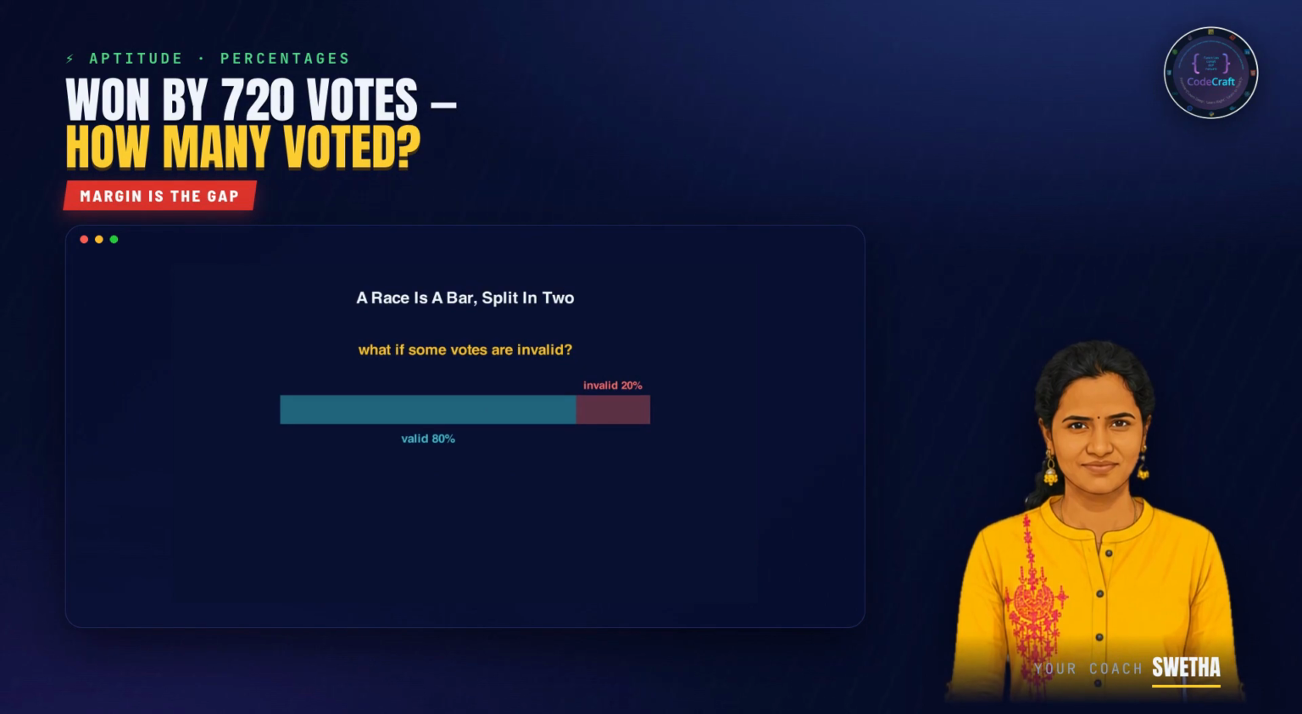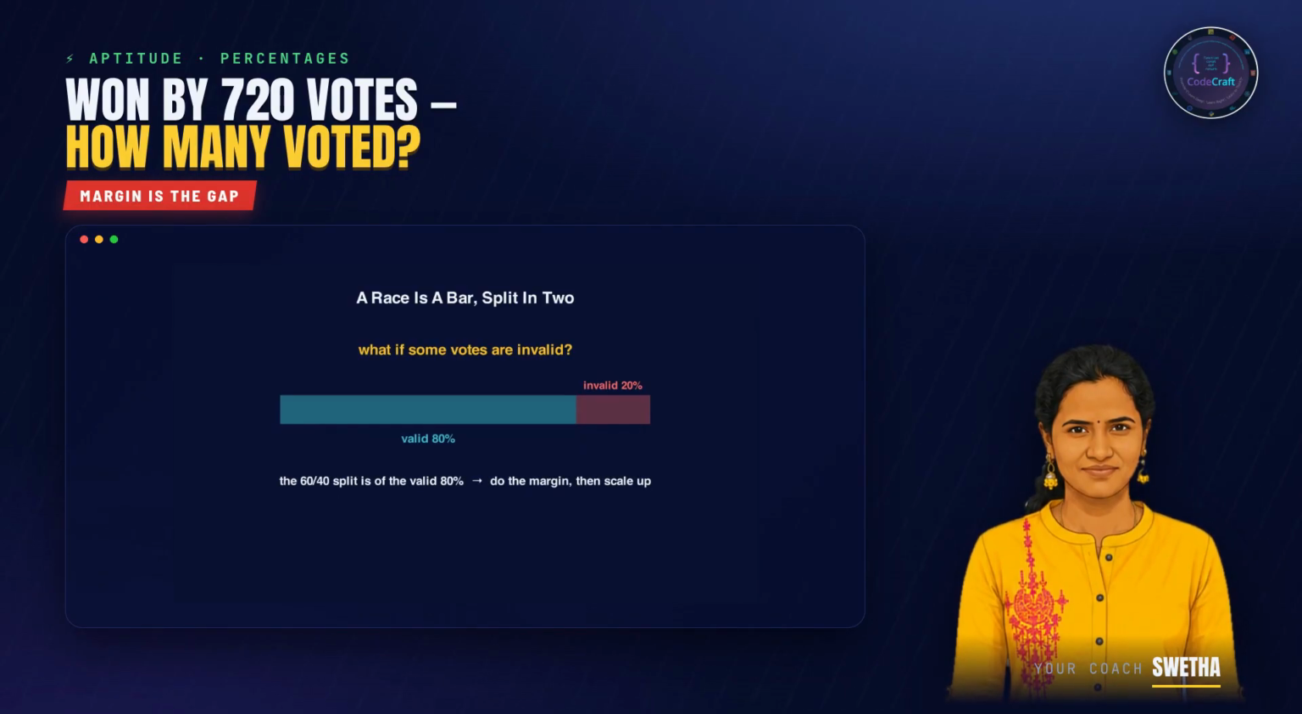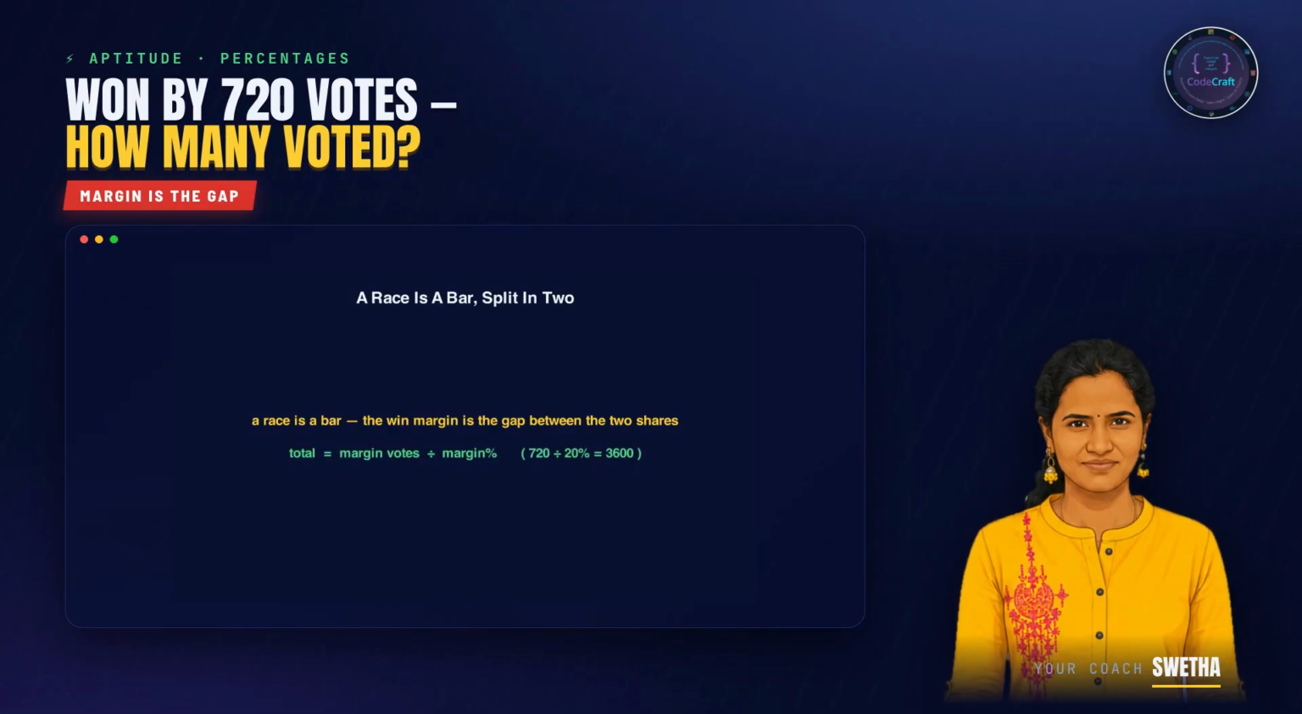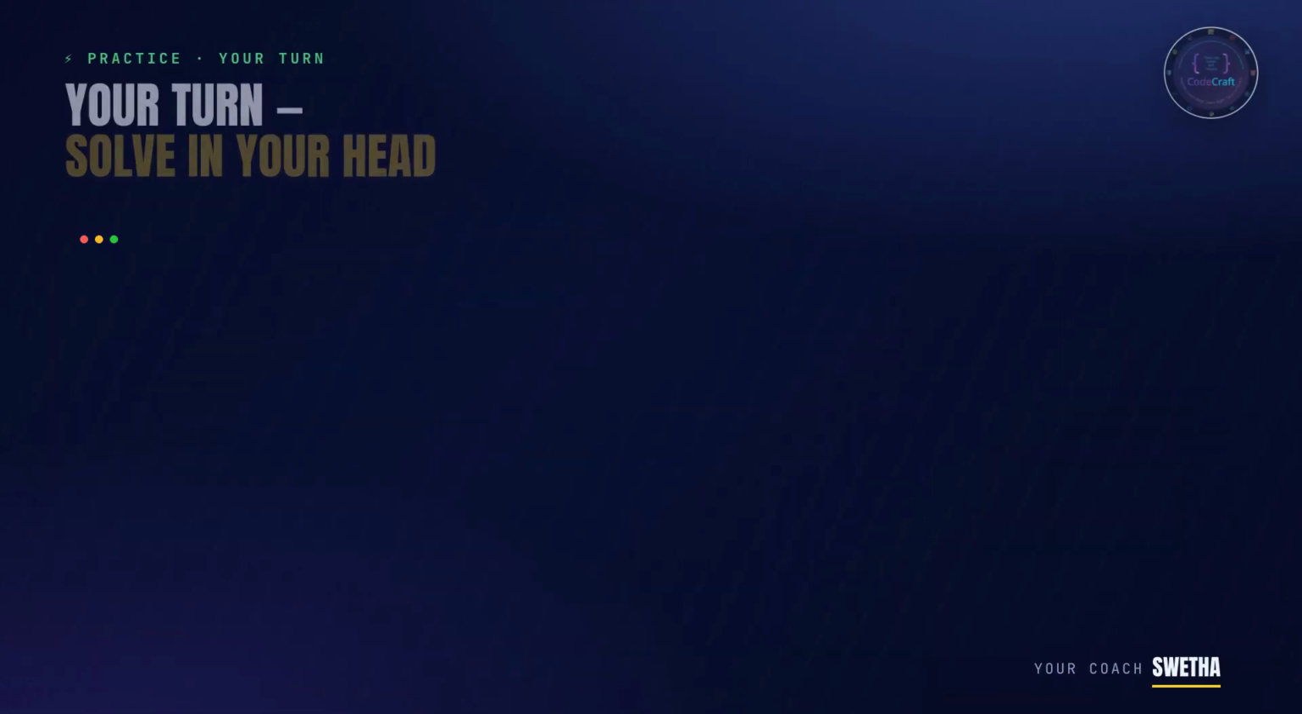Then only the valid ones get split. Say 20% are spoiled, so only 80% count. The 60-40 split is of that valid 80. Do the margin on the valid slice, then scale back up. The picture never changes. A race is a bar, and the winning margin is simply the gap between the two shares. Alright, your turn now.